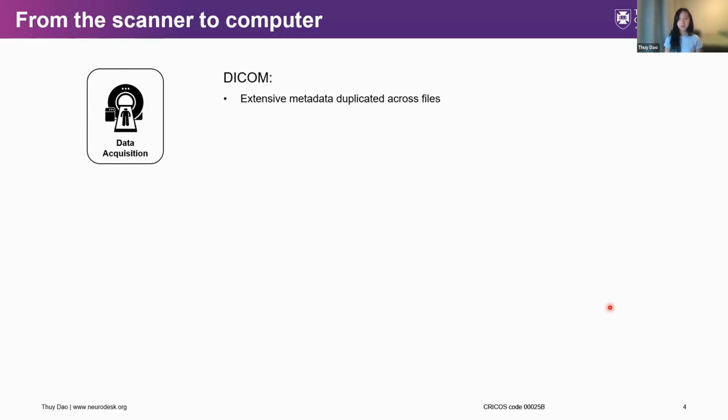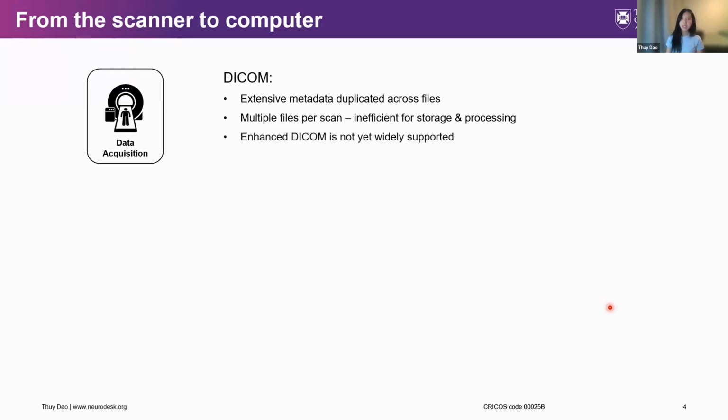Another limit of this format is that it produces multiple files per scan, which can be very inefficient for storage and processing. These limits have been addressed by a newer DICOM format called Enhanced DICOM. It's not yet widely supported in all scanners. So all these limitations make DICOM not very ideal for direct analysis or processing.